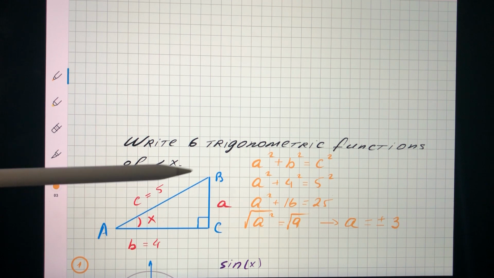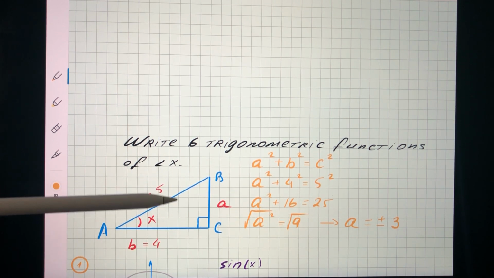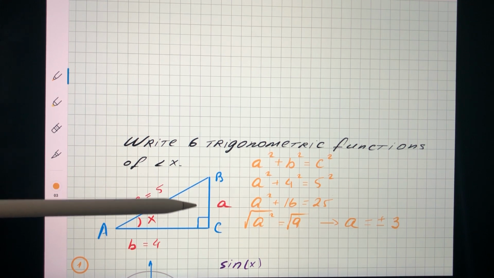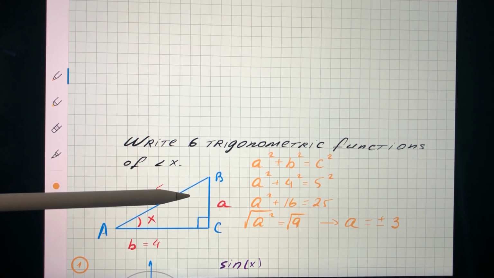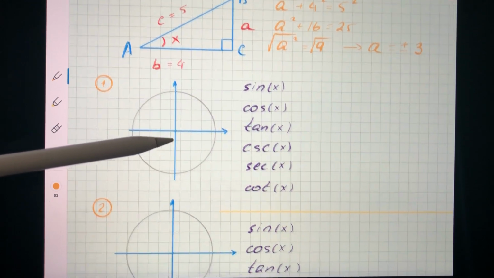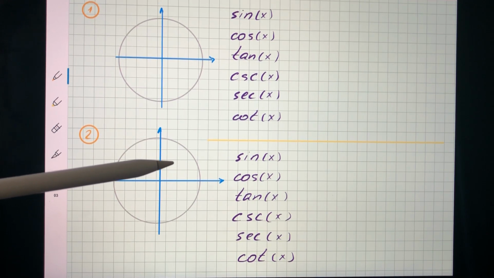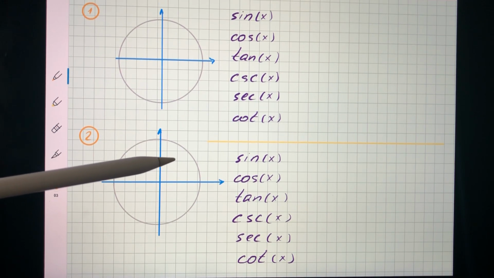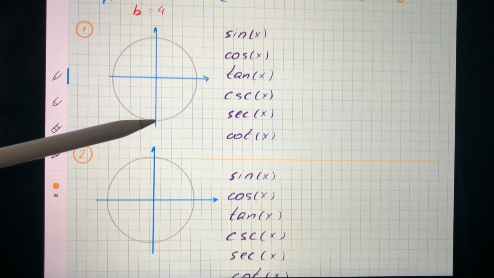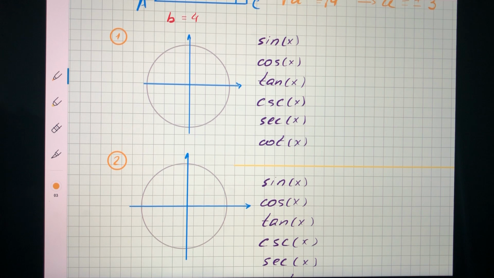to plus. Now, the plus and minus means that this triangle could actually be in two different locations on a unit circle. So below are the two different ways to position our information and the 6 trigonometric functions that we have to fill in. So for the first one, with a positive 3, that means that our triangle is somewhere here in the first quadrant.